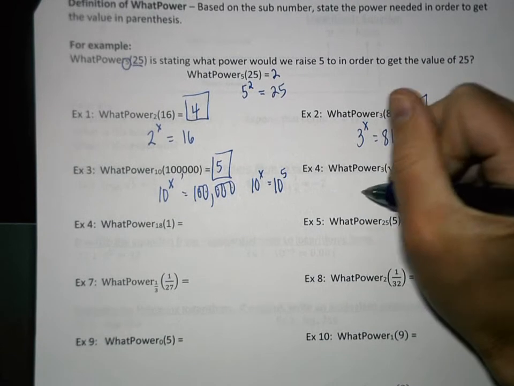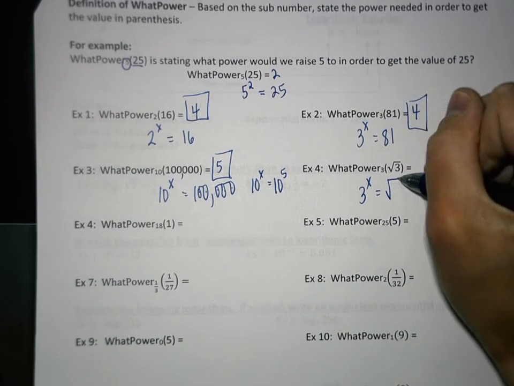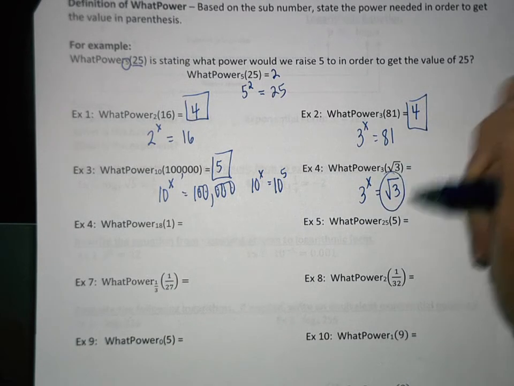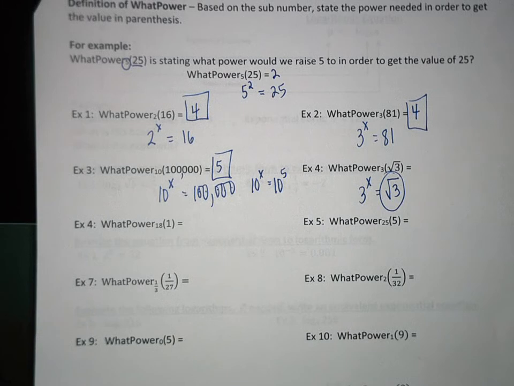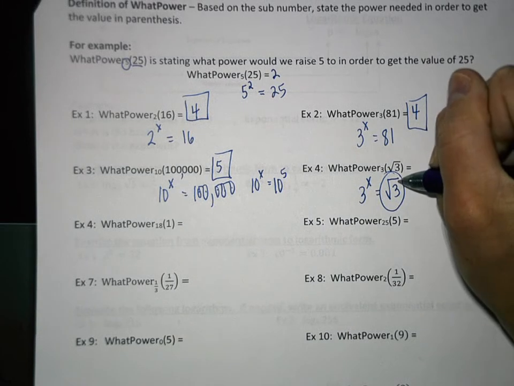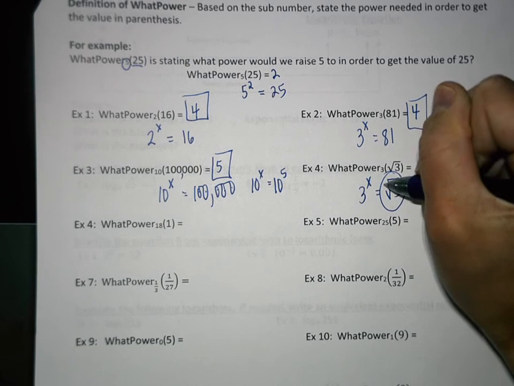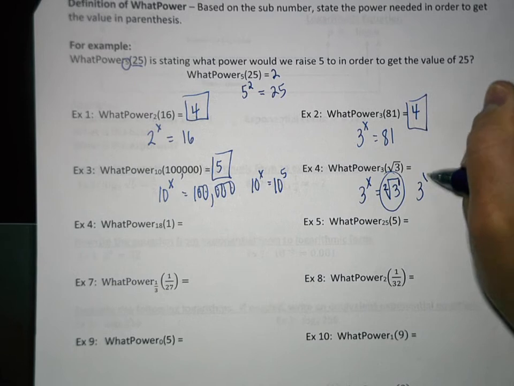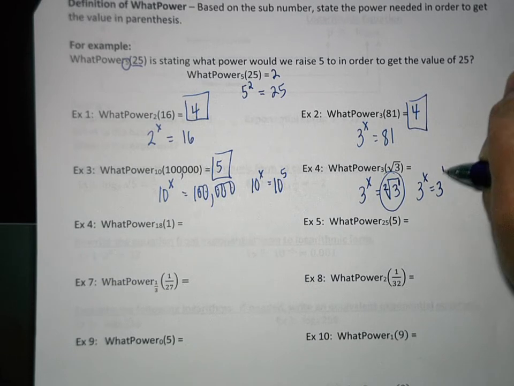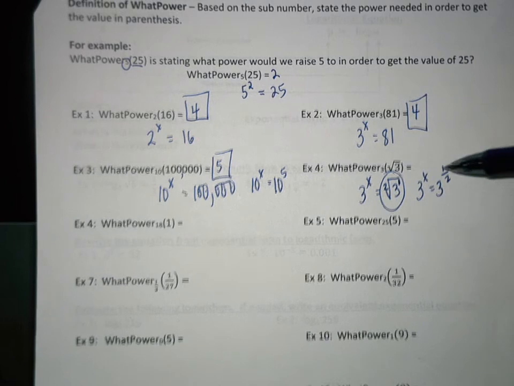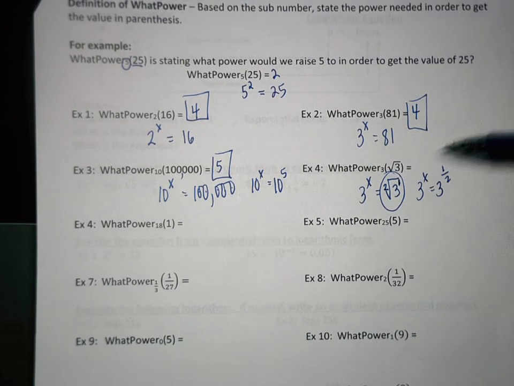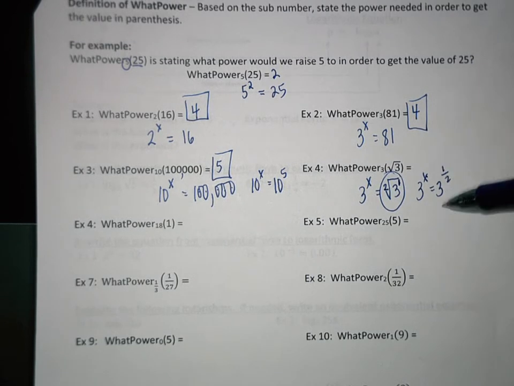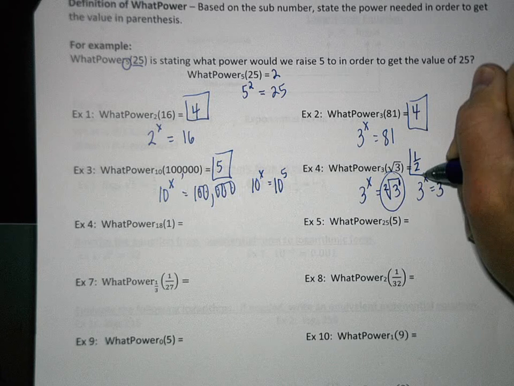On the next one, 3 to what power gives you the answer of root 3. In order to get this answer, root 3, we need to figure out what root 3 would be as an exponent. Here, 3 to the first power is in here, and this is a square root. And so in order to change this to exponential form, this would be 3 to the 1/2. Whatever the exponent is, that goes on the top, and the root number goes on the bottom. So 3 to the 1/2 power gives you root 3. So 1/2 is the answer for this example.